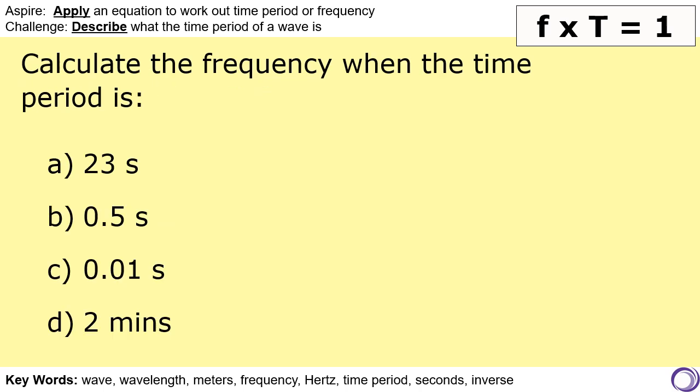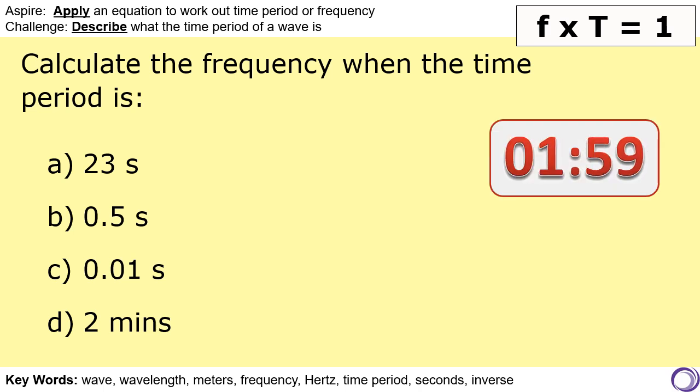So again, it's your turn to do some practice. Grab your calculators again. This time I've given you 4 time periods, and for each of these I would like you to work out the frequency of the wave using this equation, f times t equals 1. Again, I'm going to give you 2 minutes, but if you need more time, just pause the video. Ready? Off you go.